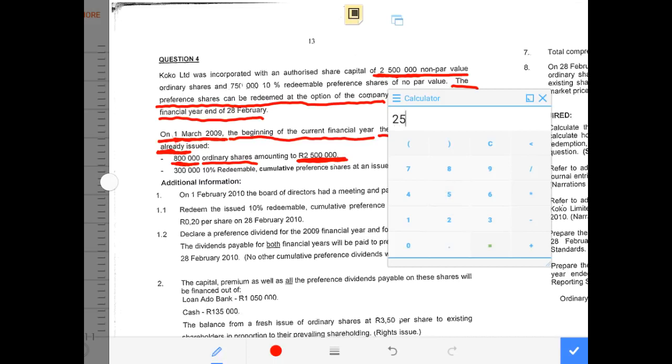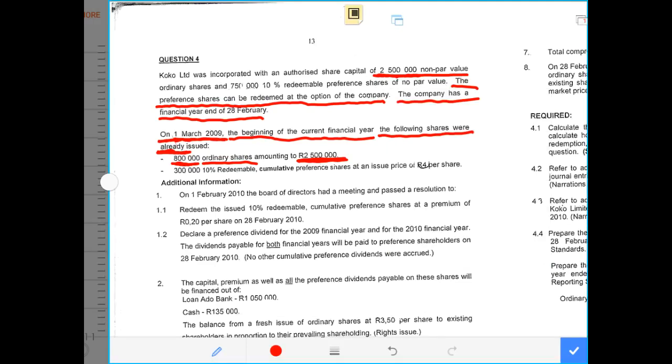That means these shares were issued at 2,500,000 divided by 800,000. That means this tells us that these shares were issued at 3 rand 13 cents if we were to calculate the issue price of these shares. So now that will be 3 rand 12.5 cents. So now this is the price, but we don't need the price. I just want you to see how we calculate the price backwards.